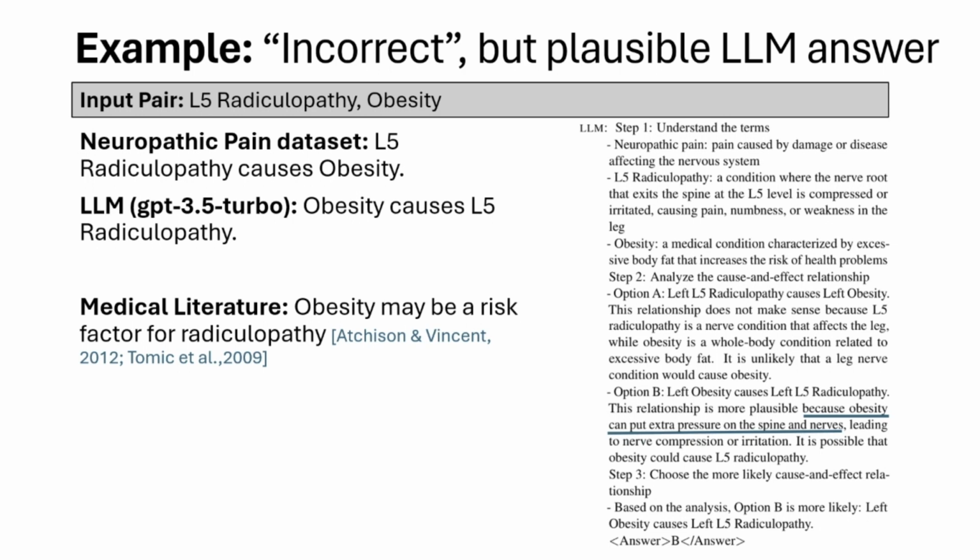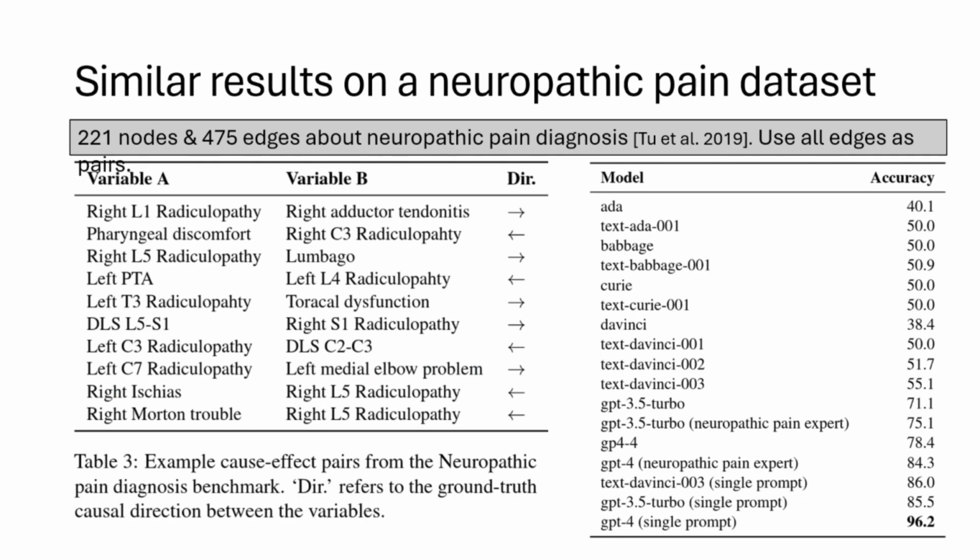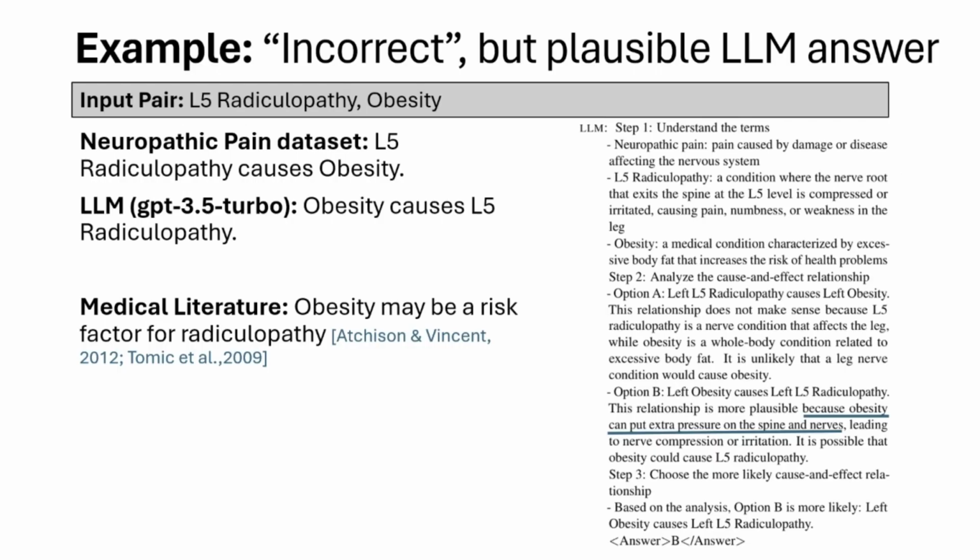So think about it, right? The data sets are also created by researchers, and you have limited time. And it's a large data set. It has 400 edges. You can always miss one or two, right? So in this data set, we got an error, right? So the LLM says that obesity should cause L5 radiculopathy. And it also gave me a good reason. And I got convinced. I mean, I don't know this literature anyways.